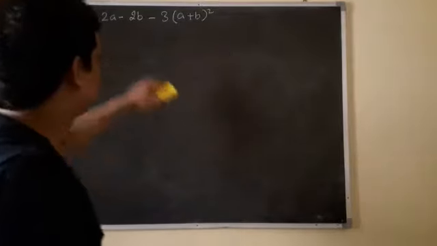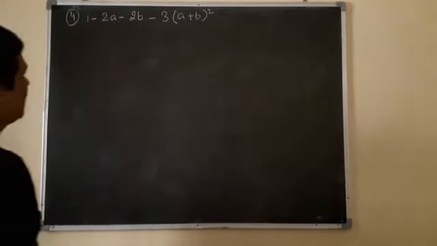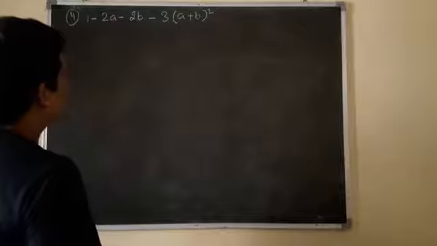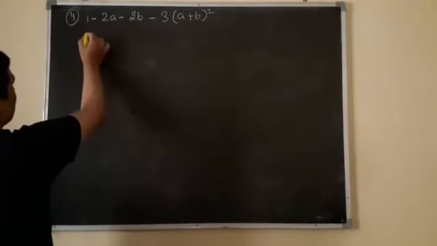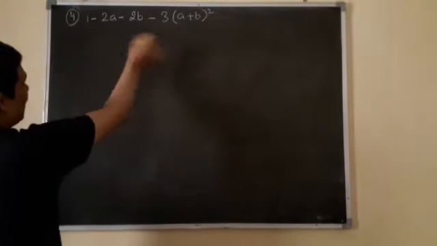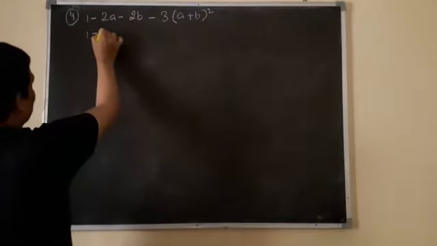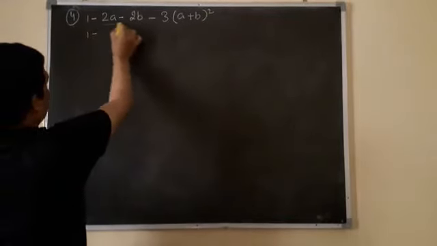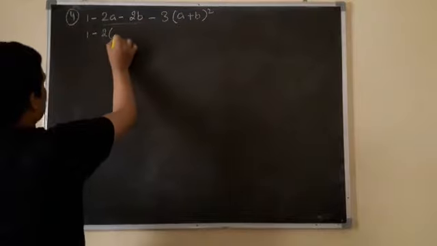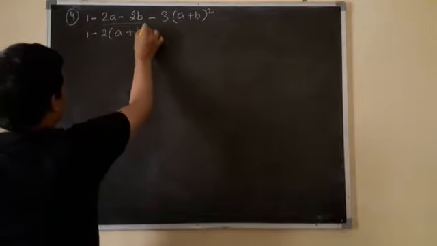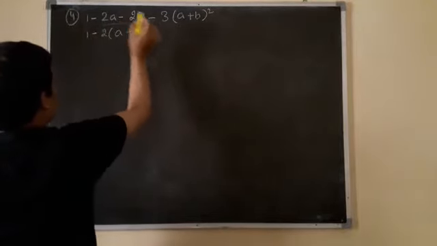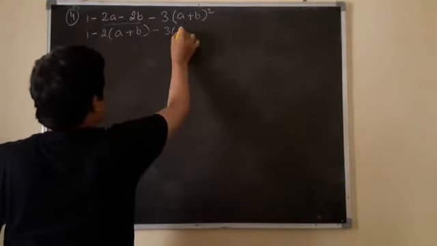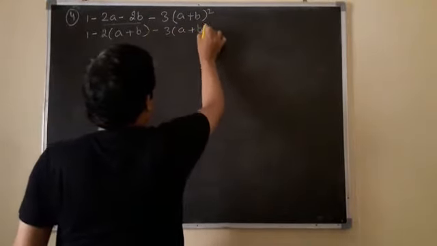Now we will see another question: 1 minus 2(a + b) minus 3(a + b) whole square. Let us see. We will write it down like this: 1 minus 2 as a common, so 2(a + b), because minus into plus is minus, minus 3(a + b) whole square.